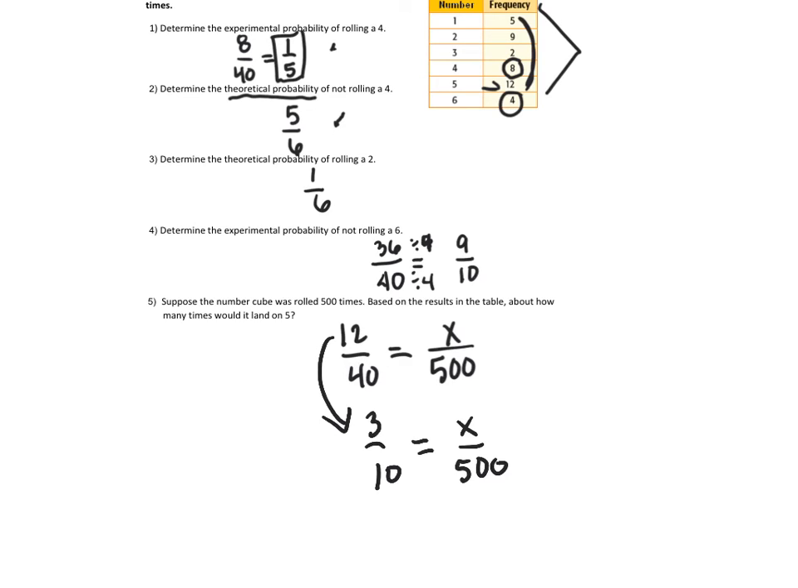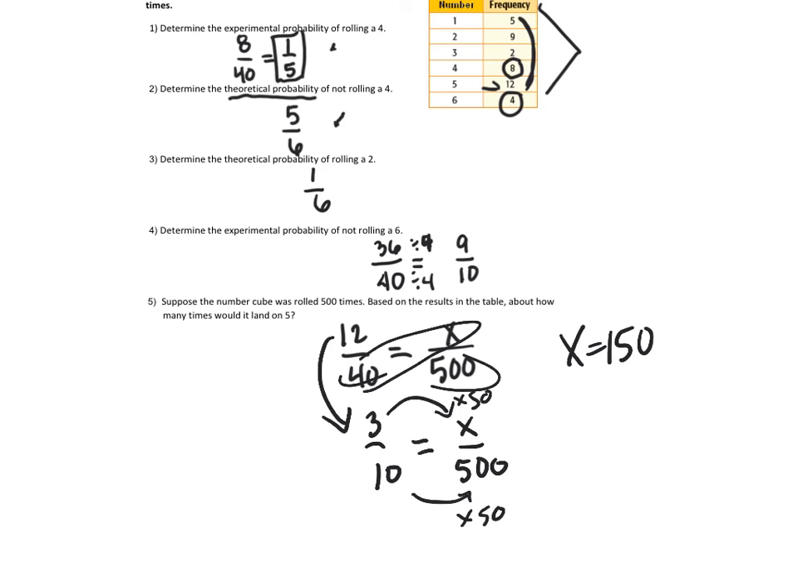Then I could scale up. This would be times 50. And what would I get? Or I could cross multiply these and do it the normal way, and either way would work. So you can cross multiply and divide if you feel comfortable. If you want to scale it down, I could scale it down, and then see how to scale up from there. But you've got to do what works for you.